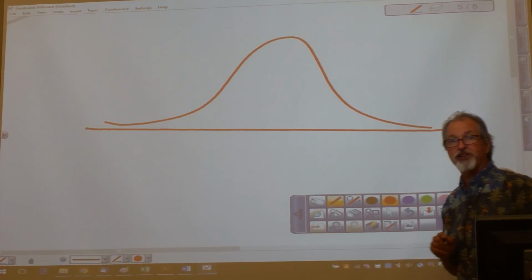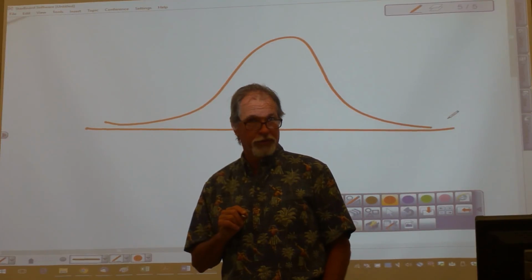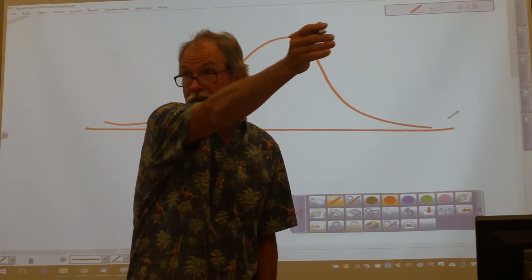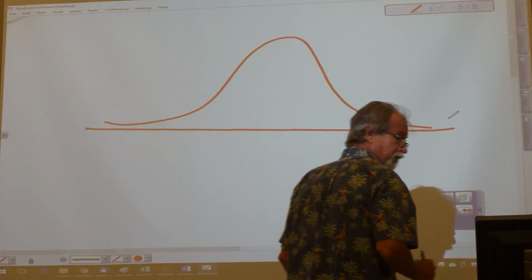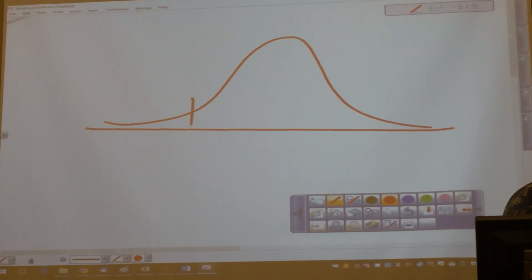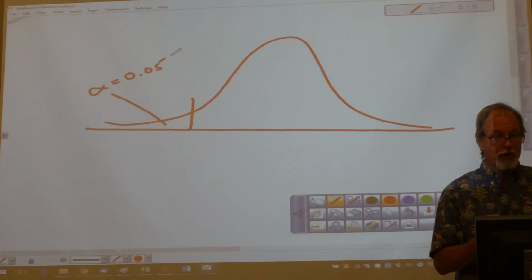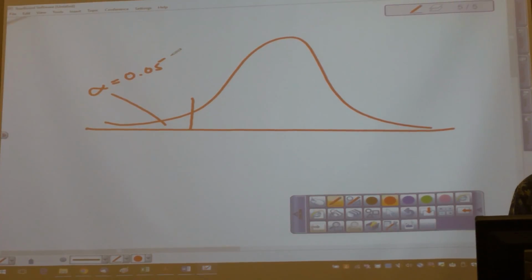Am I left tailed, right tailed, or two tailed? It's one side, but I want it to be left. Negative, so it's going to be left. So I'm going to want this value. What goes here? The alpha, which is 0.05. Okay, so my alpha is 0.05.